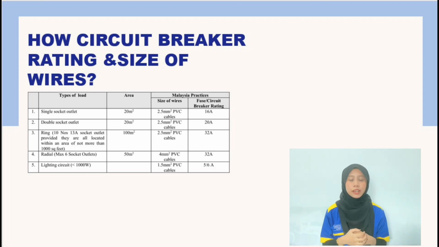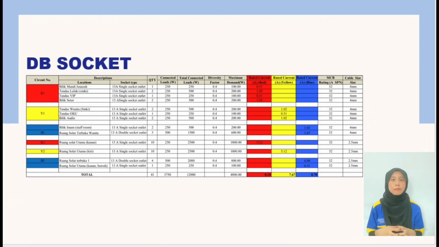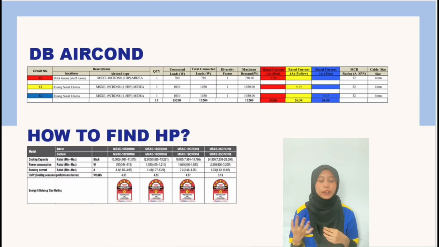The MCB rating current can also be found from this table, 32 ampere, because we use a ring and radial connection. For this DB socket, we also got the balance load of red, yellow, and blue rated current. For aircon, the type can be found from the datasheet. In this design, we will use the Media aircon.